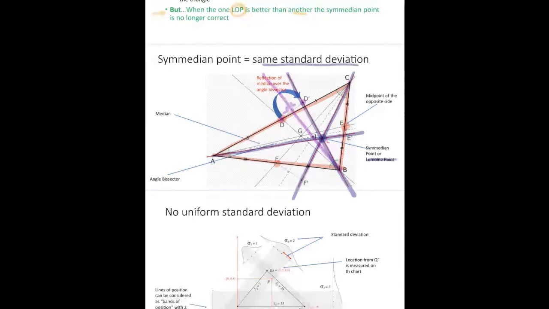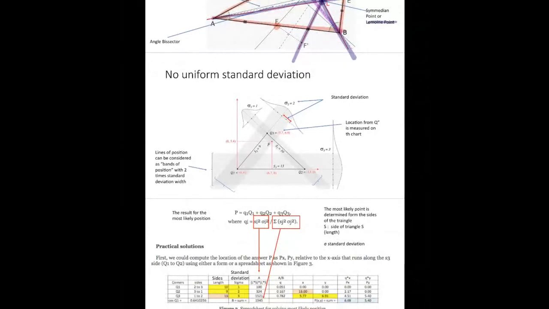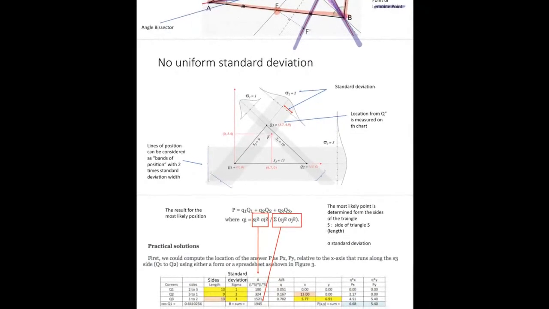Okay, but it can get more complicated if there is no uniform standard deviation. Okay, what should we do then if there is no uniform standard deviation? We should consider actually the lines of position not as this simple line here, I will take another color. No, we should consider it as bands of position. Okay, not bands of brothers, but bands of position. And for this line, this band here goes from the standard deviation on the one side to the standard deviation on the other side.